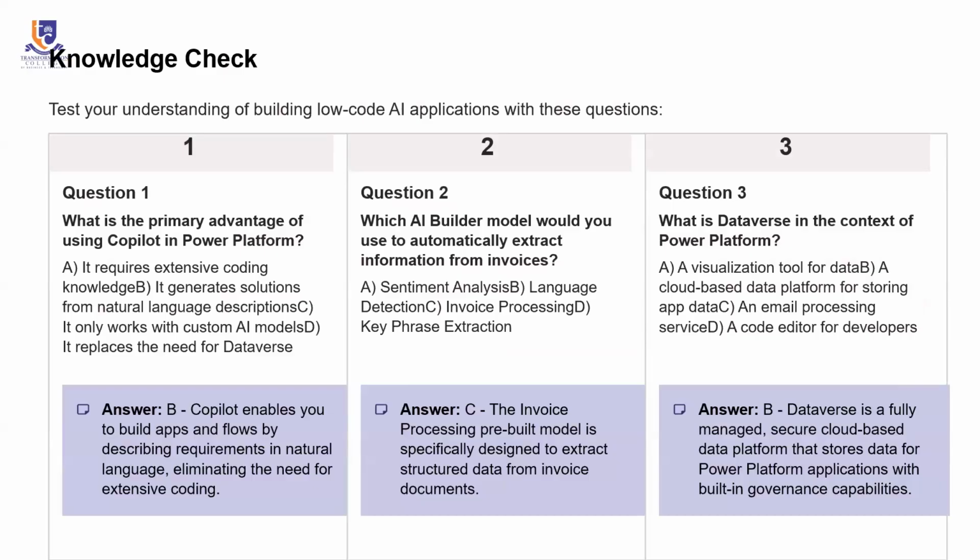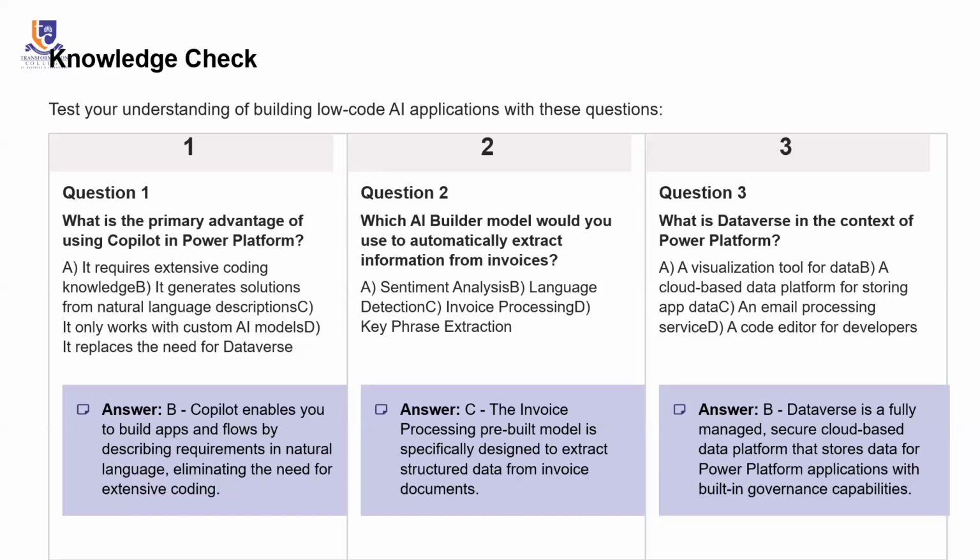So, a quick knowledge check. A quick knowledge check will test the understanding of low-code applications with these questions. All right, what is the primary advantage of using Copilot in Power Platform? A, it requires extensive coding knowledge. B, it generates solutions from natural language descriptions. C, it only works with custom AI models. D, it replaces the need for Dataverse. The answer is B, because Copilot enables you to build applications and flows from basic prompts. So just by writing a couple of sentences, you have a full-blown application.